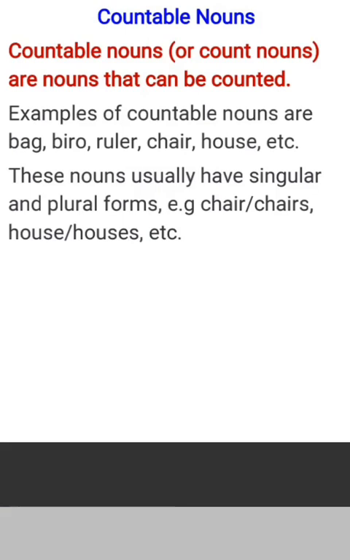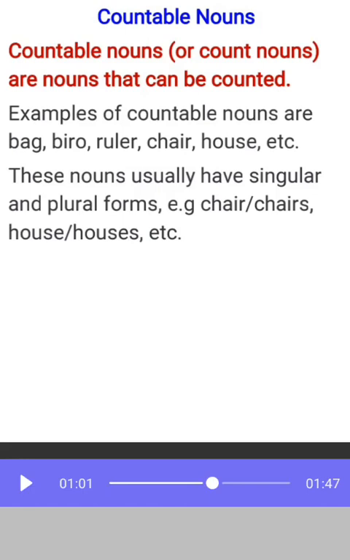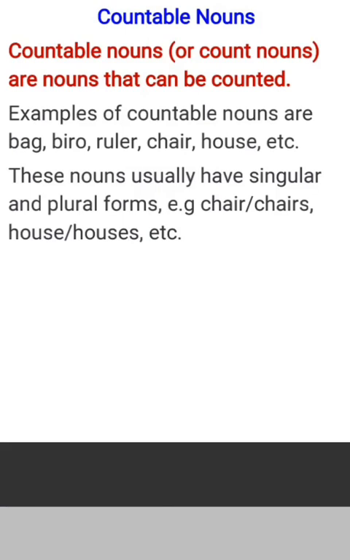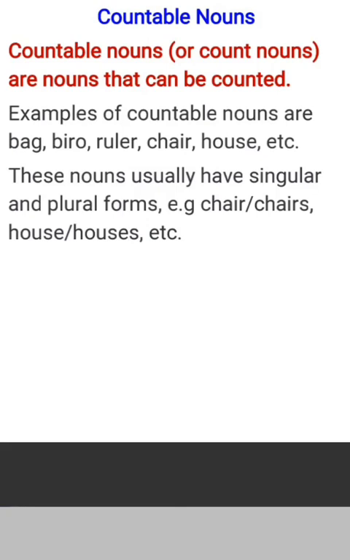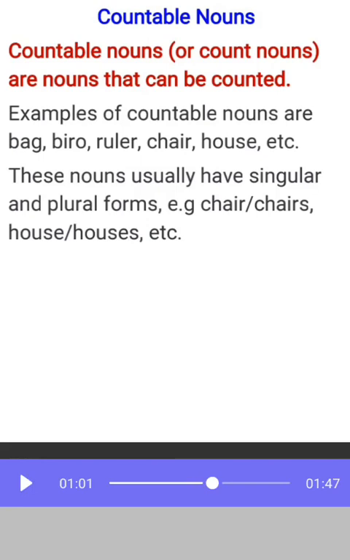These nouns usually have singular and plural forms. Because they can be counted, they exist as singular and plural nouns. We have a singular form of them and also a plural form of them. For example, we have 1 chair, 2 chairs. Chair singular, chairs plural. We have 1 house, 2 houses or many houses. The first is singular, that's house, then the other is plural, that's houses. And so we want to take note of that.